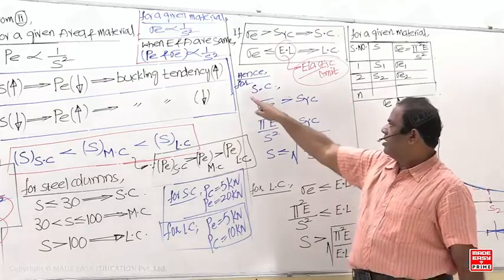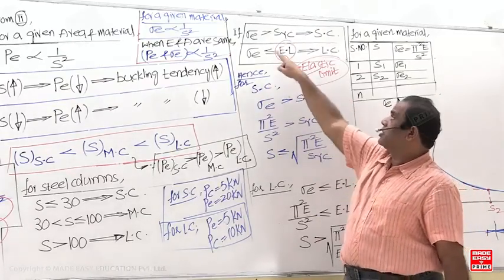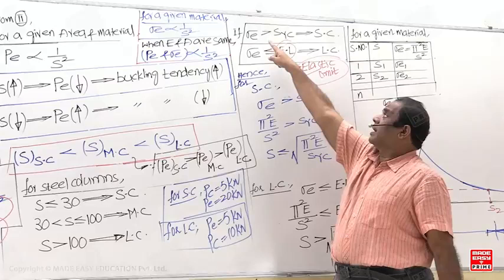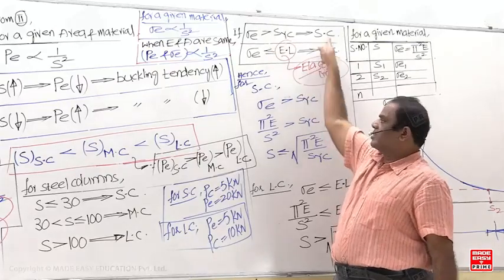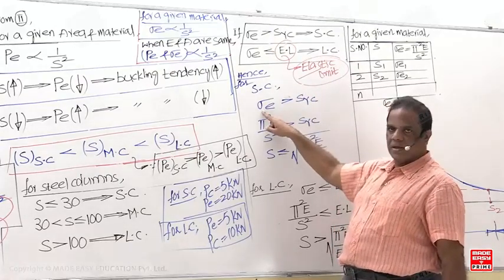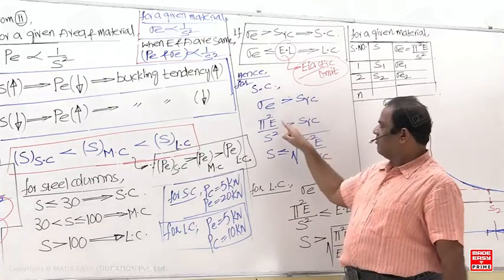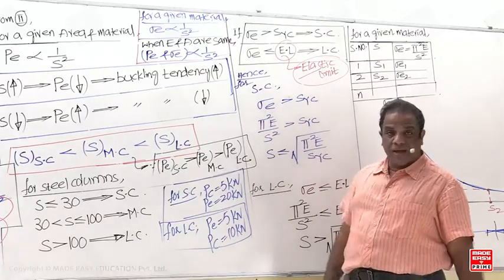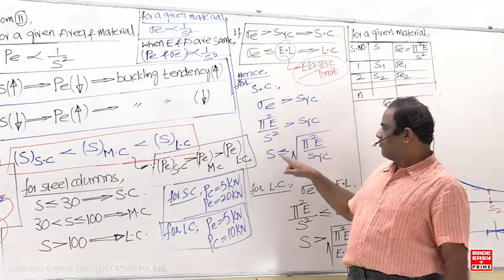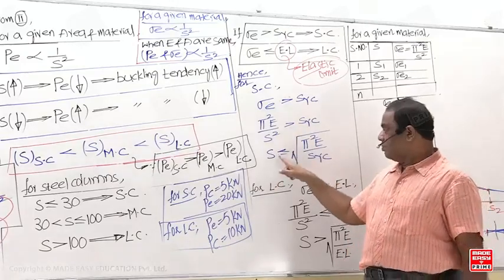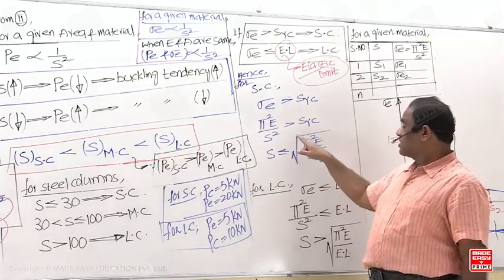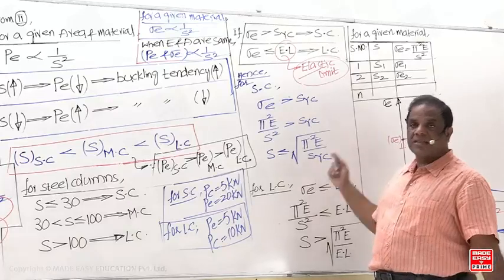Now we can write down. For a short column, what is the condition? For short columns, buckling stress should be greater than SYC. Sigma E should be greater than SYC. The buckling stress expression is pi square E by S square. From this, the S value should be less than or equal to square root of pi square E by SYC.